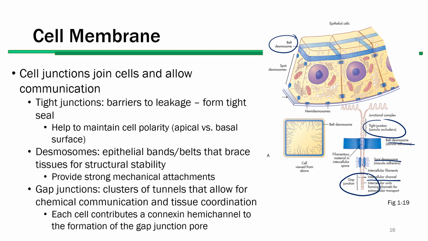Each cell in that gap junction contributes a connexin hemichannel. So a connexin means they're coming together, and a hemichannel is half a channel. So each one comes together on each side of the membrane and has this half channel, and together, here's one cell and here's another cell, they form this channel coming together to form that pore.